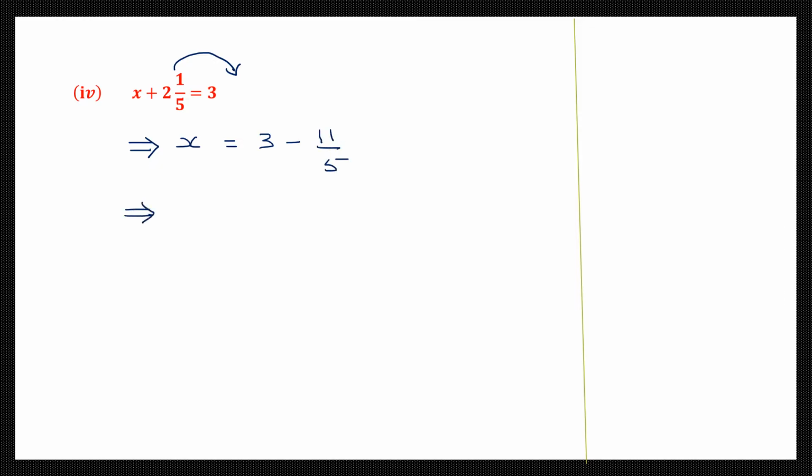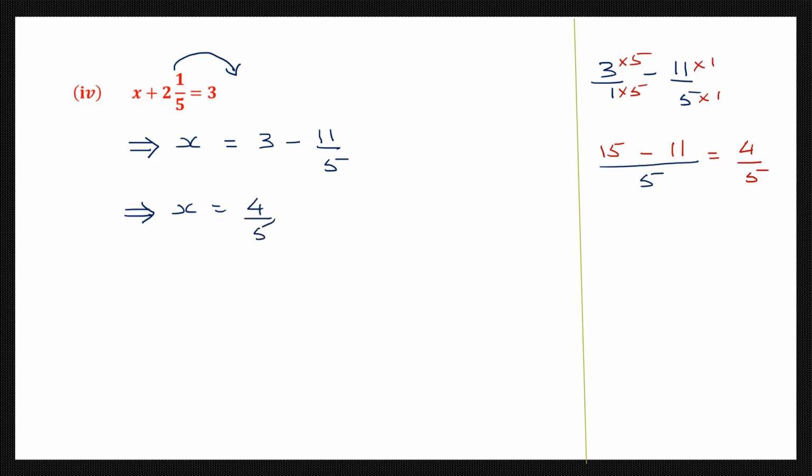So to find the value of x, we have to solve this. So 3 by 1 minus 11 by 5. So we have to find the LCM. When the denominators are 1 and another number, the other number becomes the LCM automatically. So here the LCM is 5. Let's find the new numerators. So 1 into 5 is 5. So 3 5s are 15. Minus 5 1s are 5, 11 1s are 11. So 15 minus 11 is 4 by 5. So here we've got x is equal to 4 by 5.